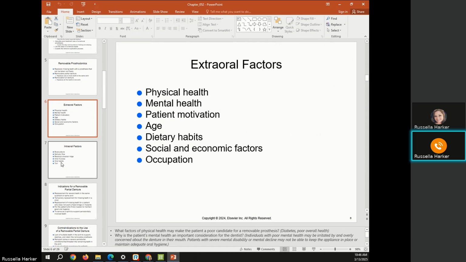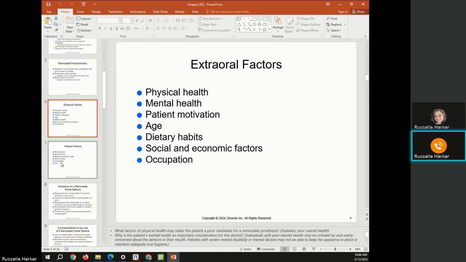We have to make sure that the patient is motivated and actually wants the appliance. Some patients aren't concerned with replacing their missing teeth, and if they're not going to wear the appliance and they don't want the appliance, we need to know that as well. We need to think about their age. Some patients may be very young, and this may not be the best and most suitable option for them, and we may need to go other routes.